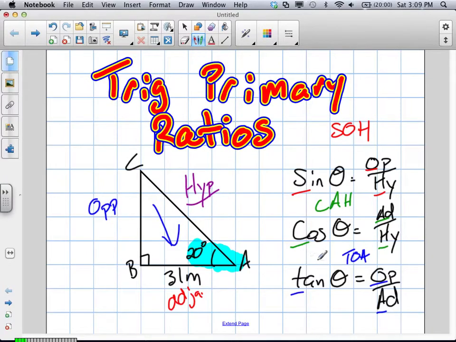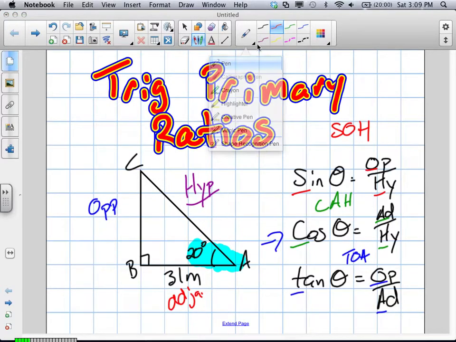Now the question says to solve the triangle. We can actually choose any side to solve. What would you like to solve for first? The hypotenuse. If we're solving for the hypotenuse, we have the angle and the adjacent. So adjacent and hypotenuse, which of the ratios will we use? Cos, that's right. We're going to look at cos because we're solving for the hypotenuse first.